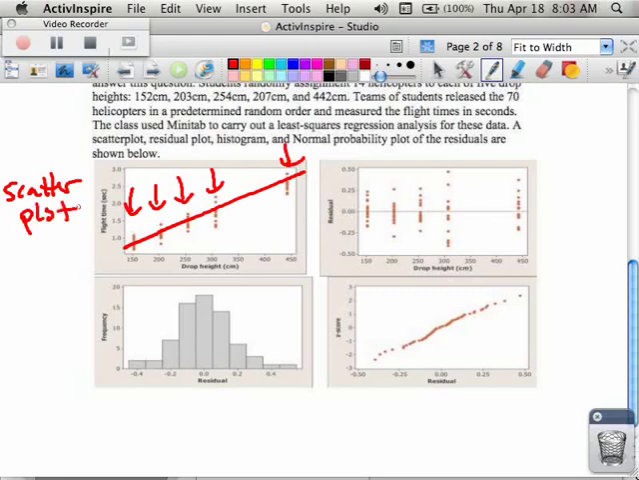This is the residual plot. This is the probability plot. And this is the histogram that they were talking about. In case that wasn't clear before, I'm sorry.